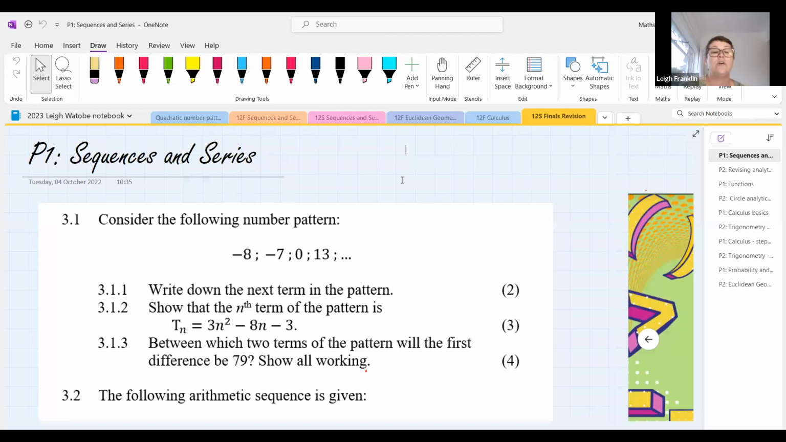Then if we cast our eyes down to question 3.1.2, they ask us to show that the nth term of the pattern is 3n squared minus 8n minus 3. So now we know for sure that this is a quadratic number pattern. How are we going to work out what the 5th term in the pattern is going to be? How would we work that out?